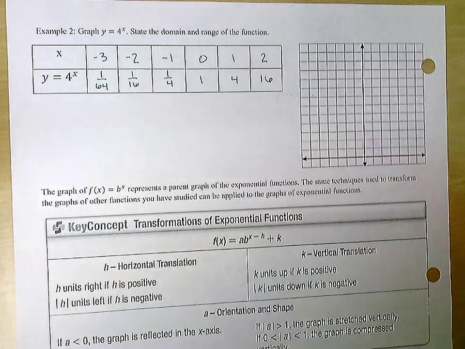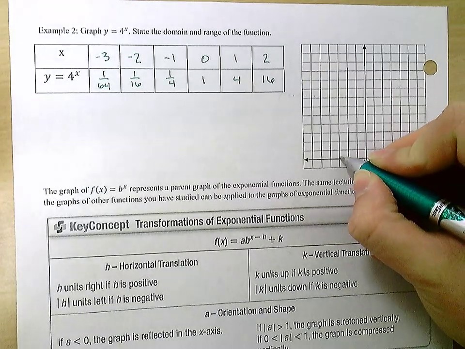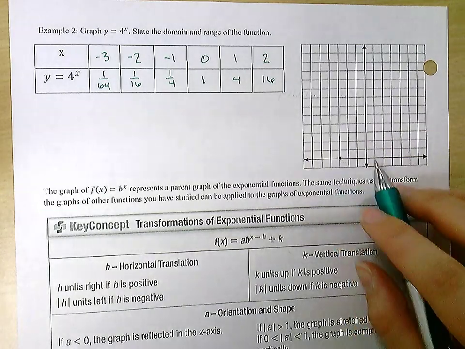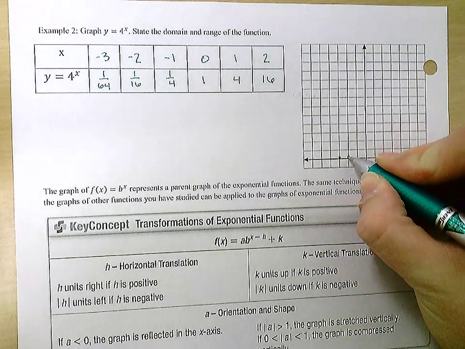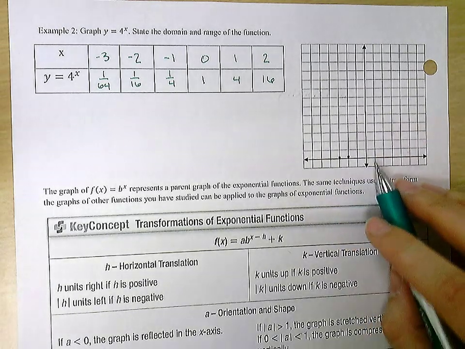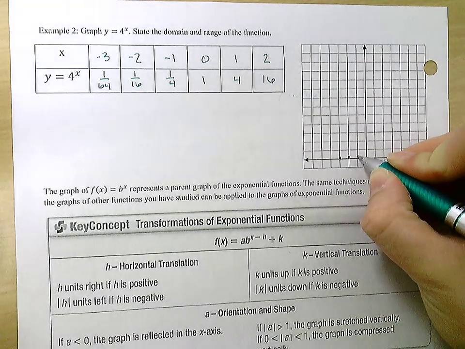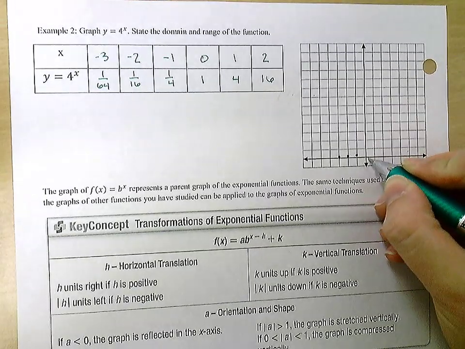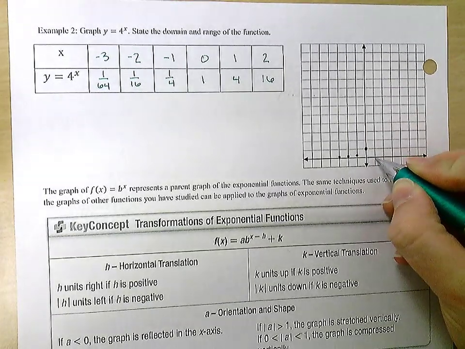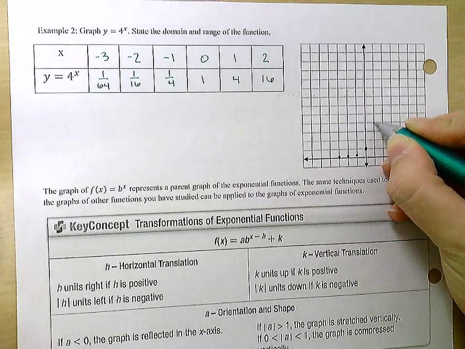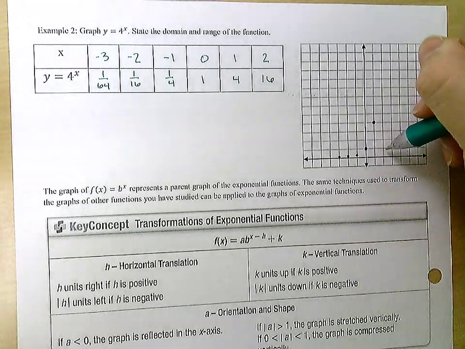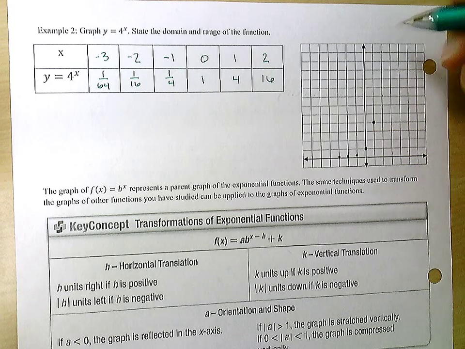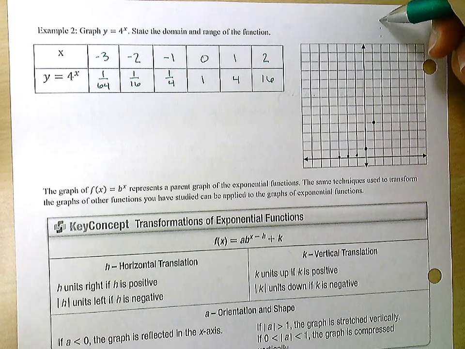Okay, so I'm going to plot each of these points. So -3. This dot should be really close to the x-axis since it's 1/64. -2, again, 1/16 is pretty close to the x-axis. -1 is 1/4. A little bit further away, but not much. And then 0 should be at 1. 1 should be at 4. And then 2, I don't think there's 16 spaces. There's not. Somewhere up here.